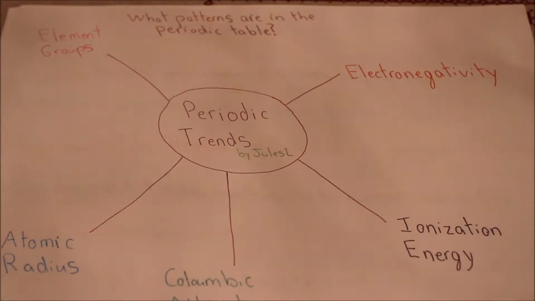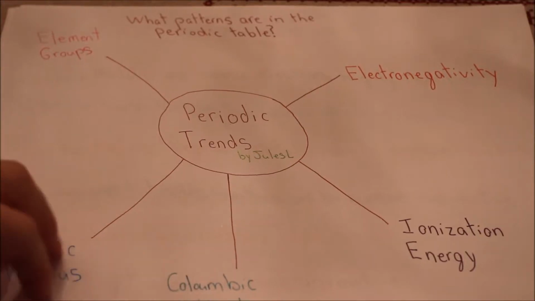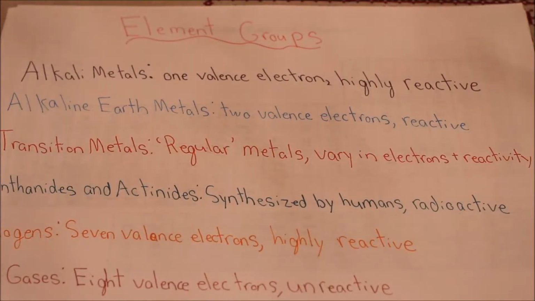Hi! So today we're going to be reviewing Unit 3, and this is going to be all about periodic trends and what kind of patterns there are on the table. So we're going to be exploring 5 different topics: element groups, atomic radius, Coulombic attraction, ionization energy, and electronegativity. So let's go ahead and start out with some element groups.